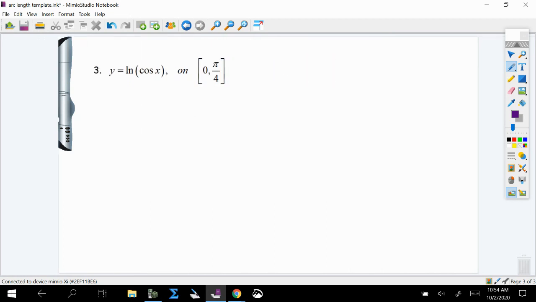All right, let me do one more with you. I want to show you a trig one, just because sometimes that's what they'll do with this, is just make the derivative a little messier to test kind of another skill as you do this. So the derivative of a natural log is going to be the derivative of this over this. So the derivative of cosine is negative sine over cosine. So you end up with a derivative that is negative tangent.